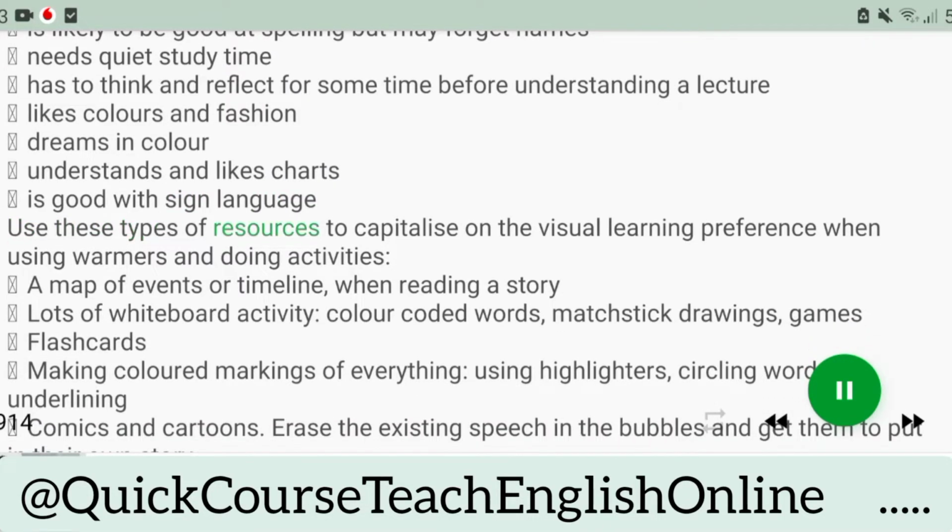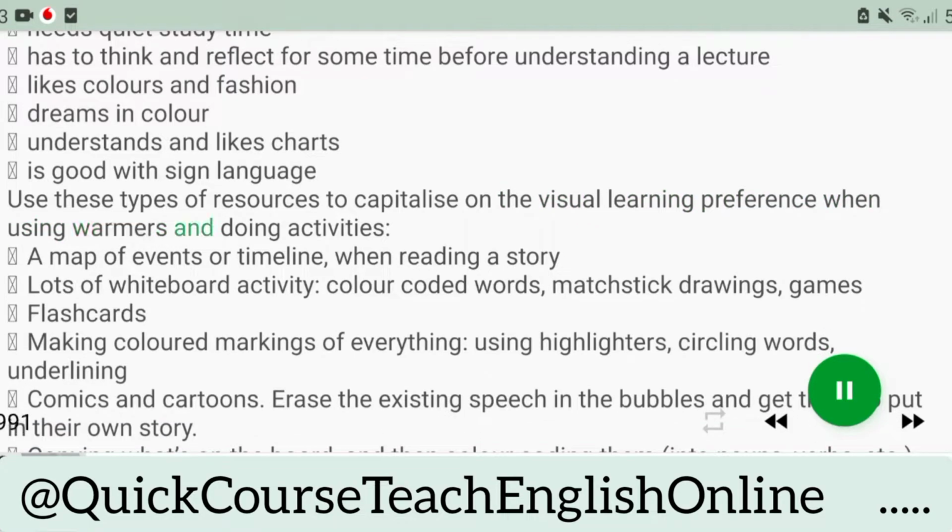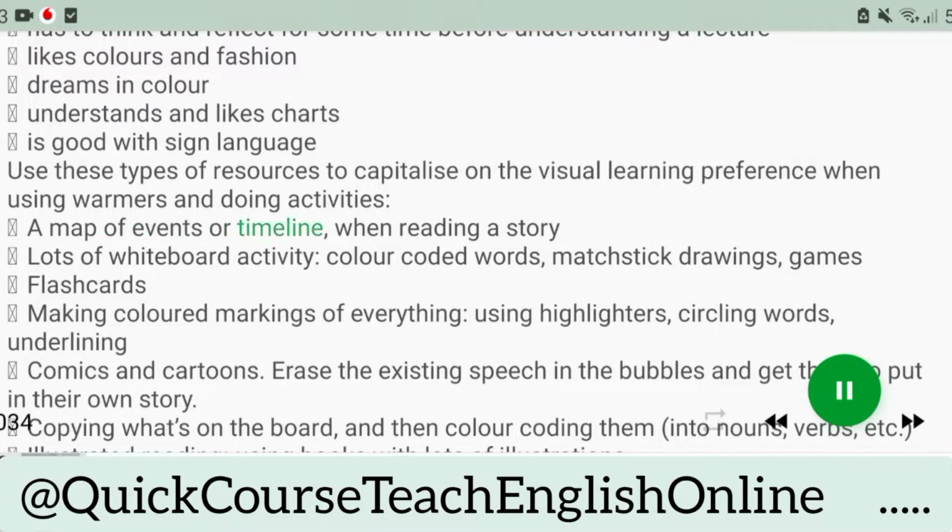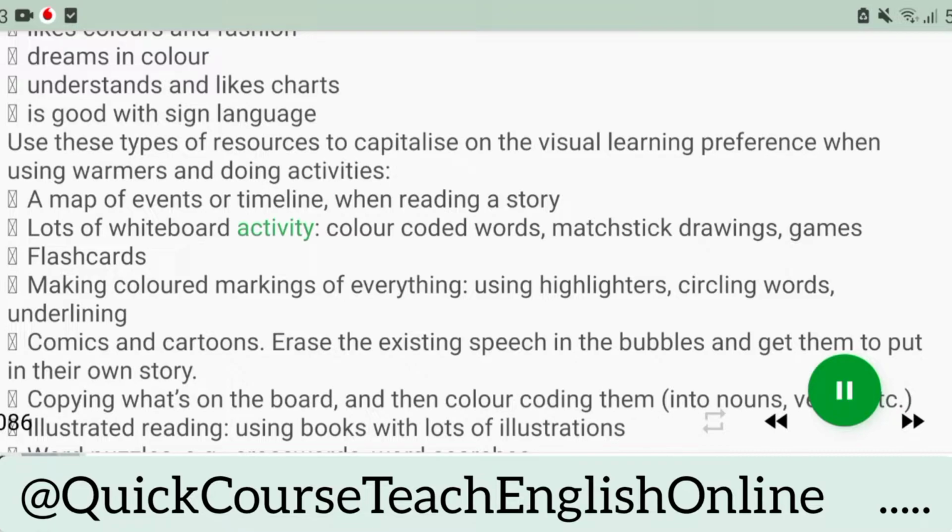Use these types of resources to capitalize on the visual learning preference when using warmers and doing activities. A map of events or timeline, when reading a story. Lots of whiteboard activity, color-coded words, matchstick drawings, games.